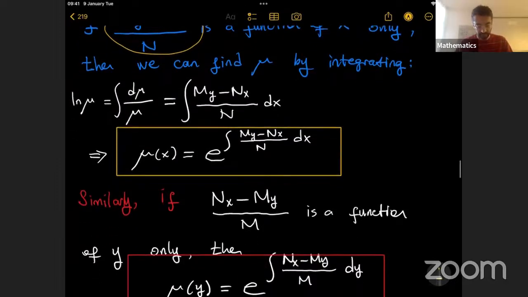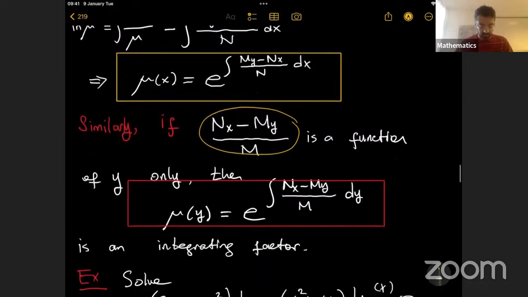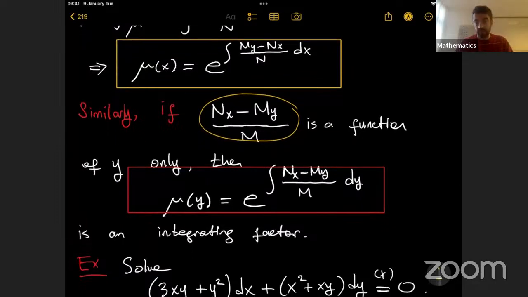You multiply the whole equation by mu and the equation becomes exact, then you solve it. And similarly, if this one here is a function of y, then you have an integrating factor as a function of y only. Again, you multiply the equation by mu and it becomes exact and can be solved. That was the procedure we followed last time.